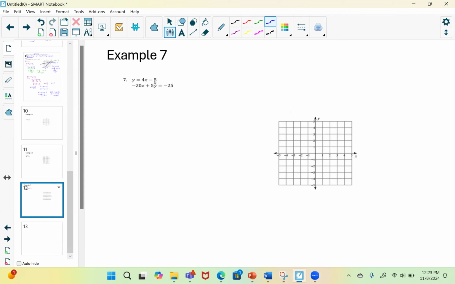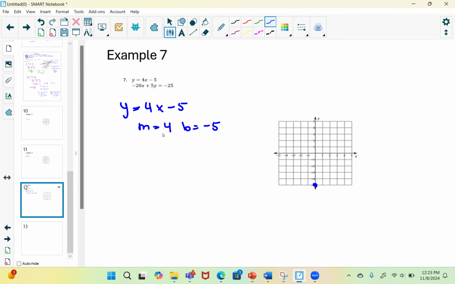We have one equation, y equals 4x minus 5, which is in slope-intercept, and another equation that is not. So I'm gonna graph the first one because that's easier. So I have y equals 4x minus 5. M is 4, B is again -5. Always keep that sign with it. So I start at the B, so I go to -5 on the y-axis.